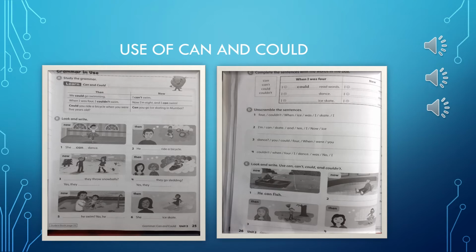Number 6 is then. She dash ice skate. Look at the picture. She could ice skate or she couldn't ice skate? Yes, she couldn't ice skate. That's so easy, and I'm sure you have all done it with me. Okay.